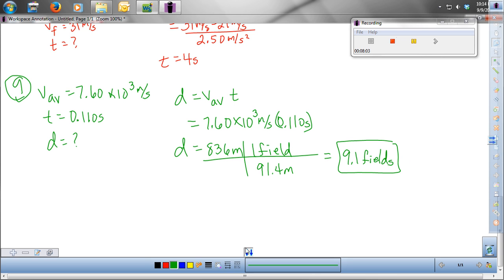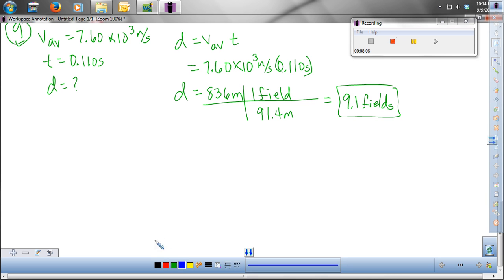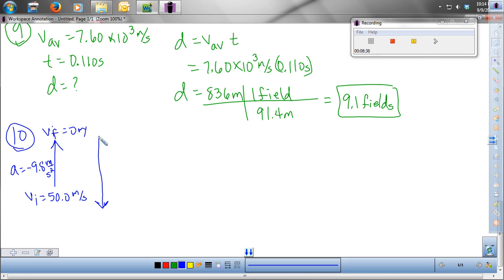All right, number 10. Number 10 says that we have a water balloon that's launched straight up, so it's going to go up like that with an initial speed of 50 meters per second. You know that gravity's pulling it back to the earth, or attempting to, at 9.8 meters per second squared. I'm going to make that negative. It's going to reach its highest point, and its final speed is going to be 0. And then it's going to begin to fall back down with an initial speed of 0. And the gravity on the way down I'm going to call positive 9.8 meters per second squared.